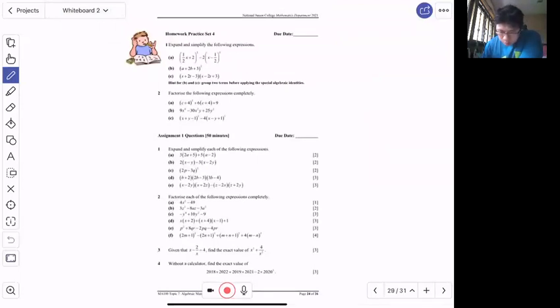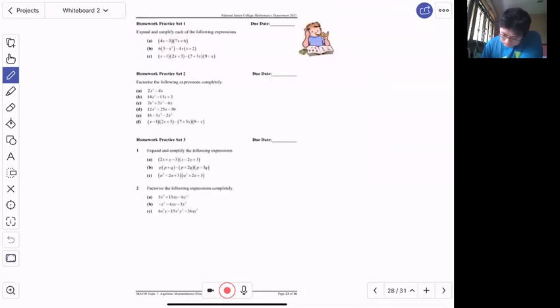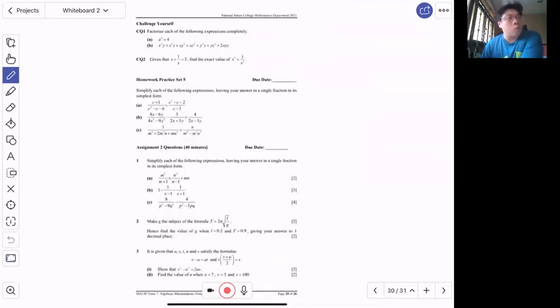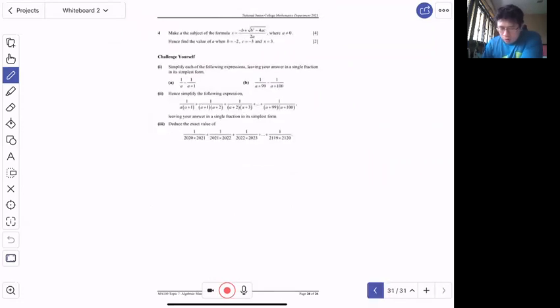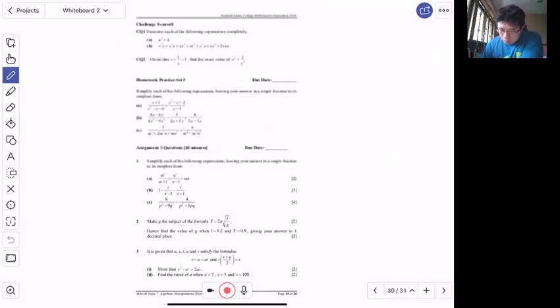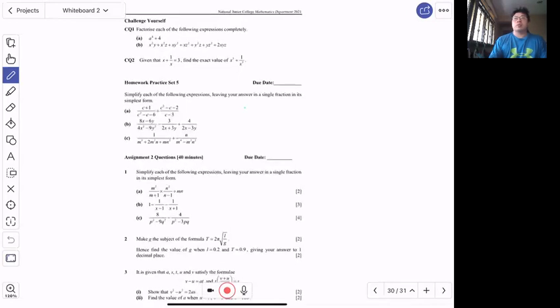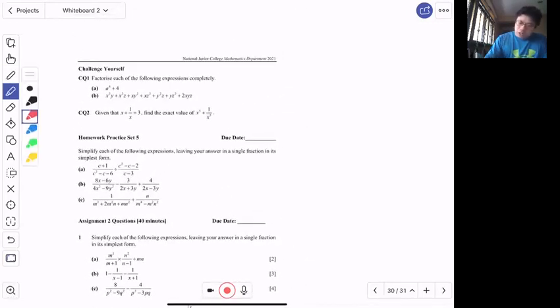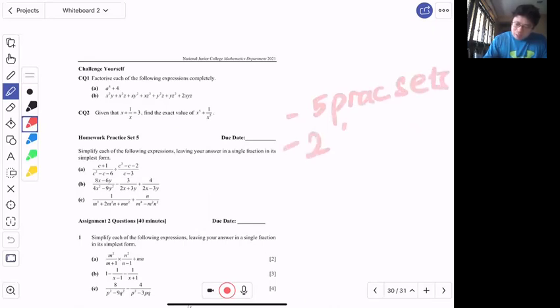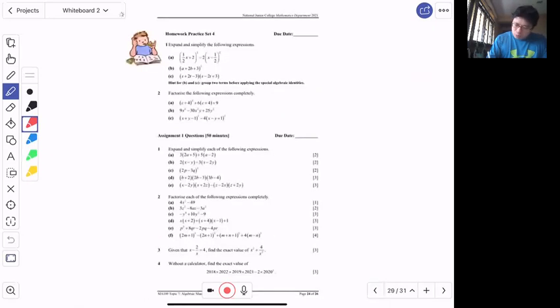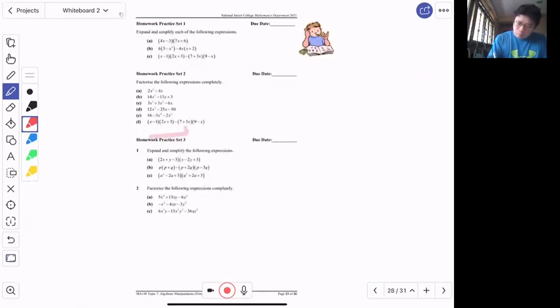Let me just check. Yeah, you should be able to do it. There is a lot of homework for this chapter. You can go almost all the way to the end already, so you can almost do all the homework. If you look behind, there are actually 5 practice sets, and there are 2 assignments, assignment 1 and assignment 2. There are a total of 4 practice sets.